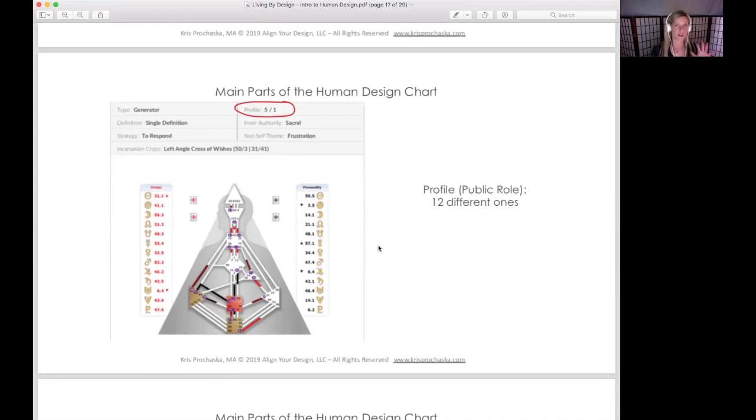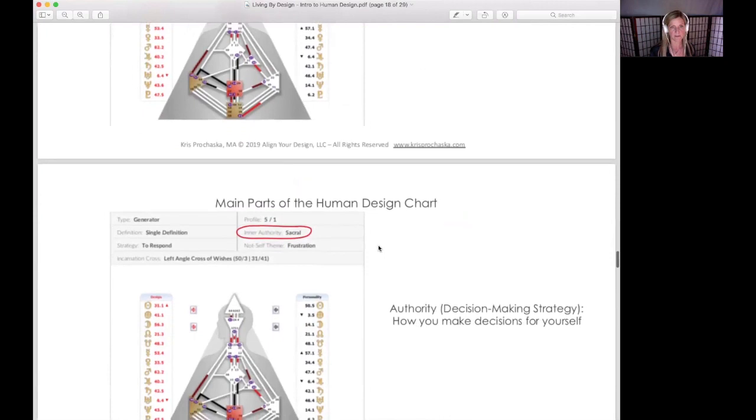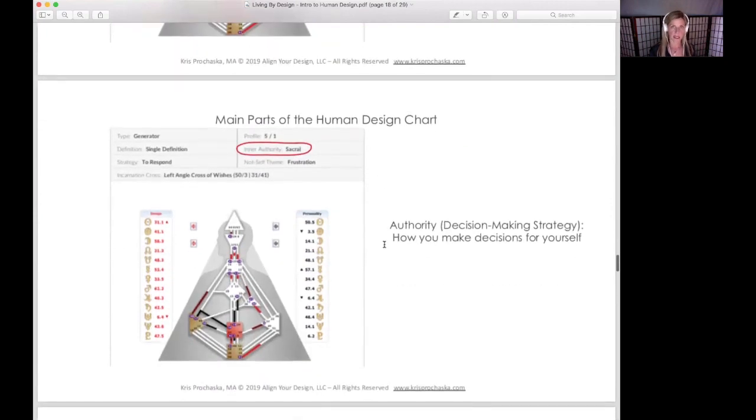And so again, there's 12 different ones, and you can probably start to see how, if there are all these different types and all these different aspects of the design, there are so many factors that go into the design that will show us how different each one can get. Okay. So that's the public role or profile. And then we have our authority. And our authority or decision-making strategy in the business terminology is how you make decisions for yourself.